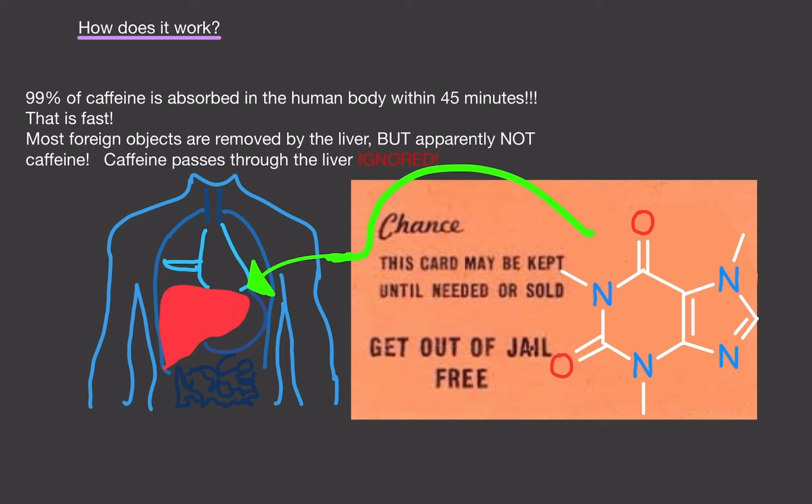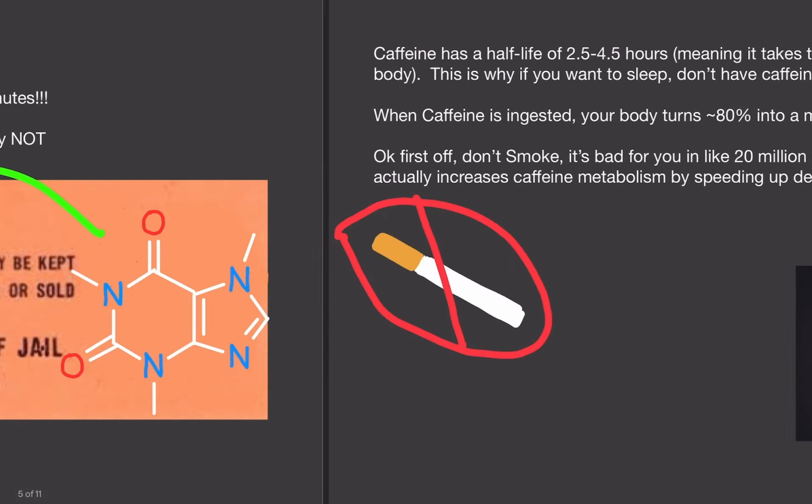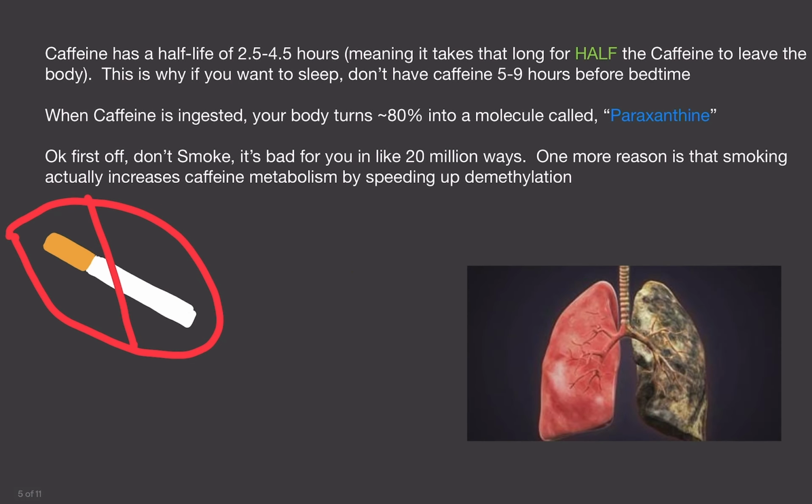So that's my hypothesis. It's not for sure, but yeah. Now, caffeine has a half-life of 2.5 to 4.5 hours. It varies between studies. What does this mean? A half-life means it takes that long for half the caffeine to leave the body. This is why if you want to sleep, don't have caffeine from 5 to 9 hours before bedtime. So all I just did is just double these times.